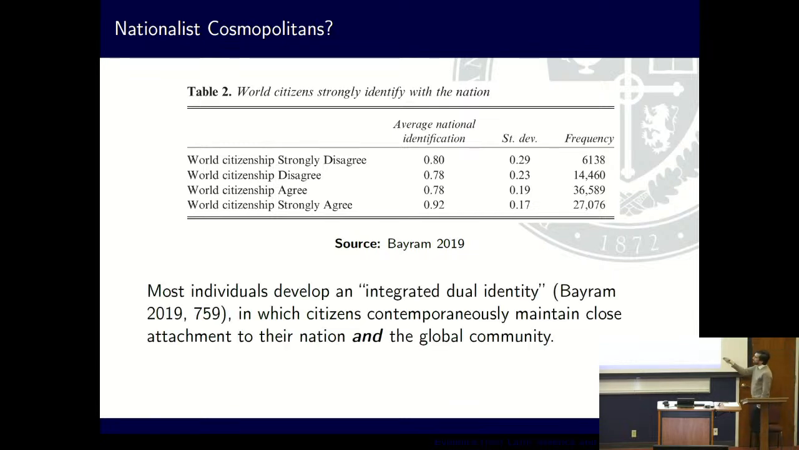So this is what's been noted as an integrated dual identity. You have both of these contemporaneously. There we go. So a round of applause for that one.